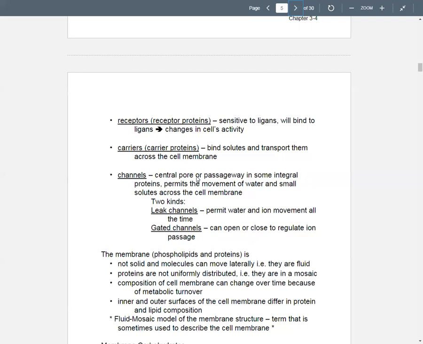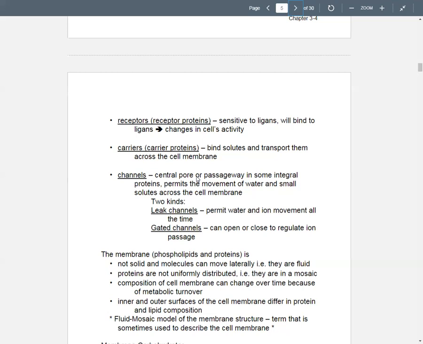Membrane proteins can also serve as carriers. Solutes can bind to the carrier protein, and the carrier protein can transport them across the membrane. Membrane proteins can also be channels, and they basically form passageways where small molecules and water can cross through the channel, across the membrane.